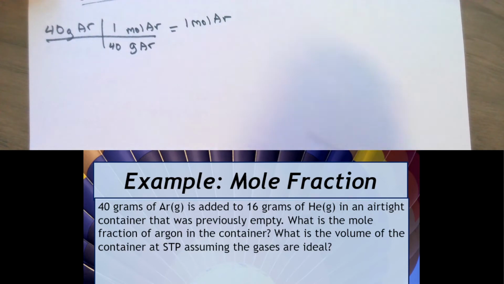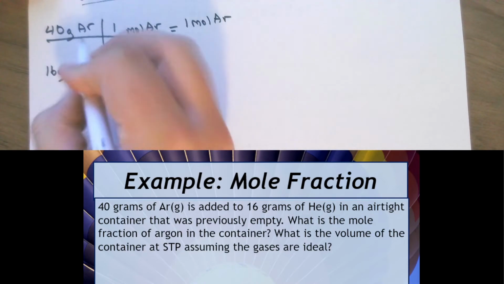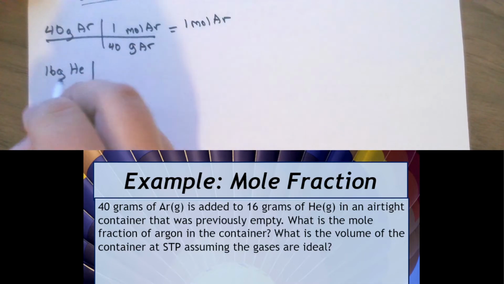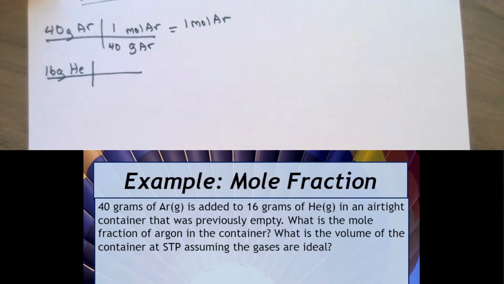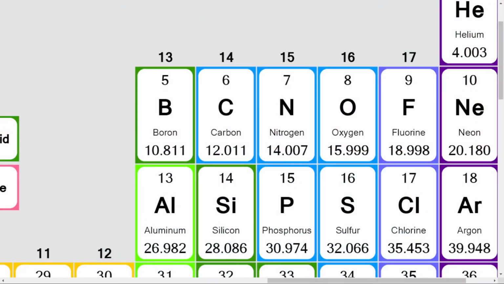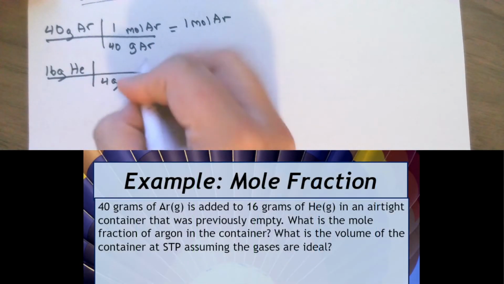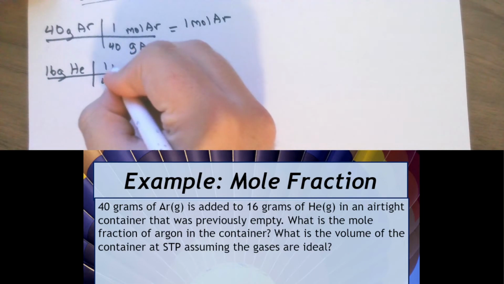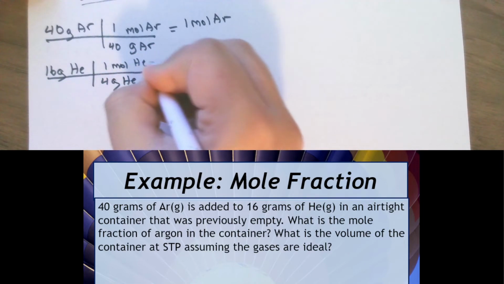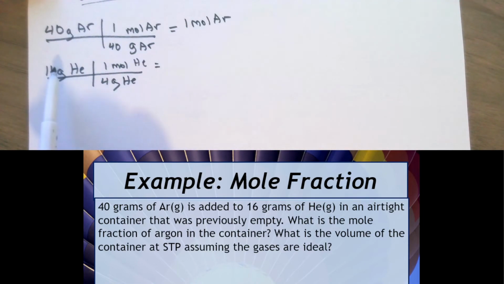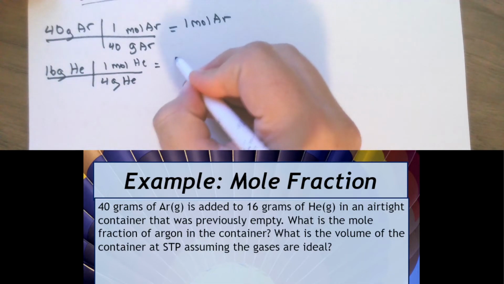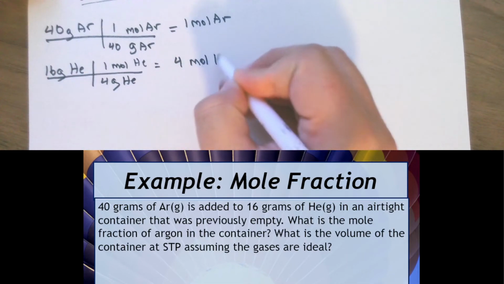Now I'm going to repeat that for helium. I have 16 grams of helium. I'm going to convert it, go back to my periodic table. Helium up here at the top is 4.003, just round it to 4. There are 4 grams of helium in every 1 mole of it. So if I solve, 16 times 1, divide by 4, equals 4 moles of helium.